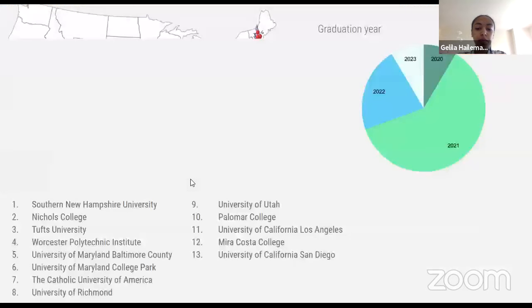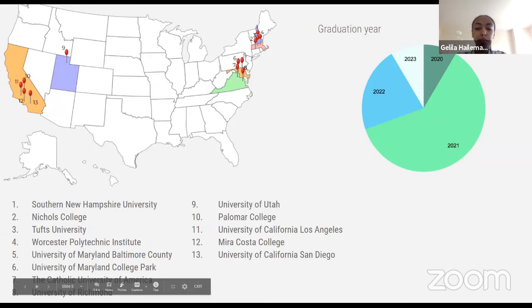Before students could submit their videos, they filled out a form about their demographics. Some of the data collected included the universities they attended. As you can see on the map, we received responses from 13 different universities across the US, with the majority of the students being from WPI. One of the other questions we asked was the year of their graduation, and the majority of the participants were class of 2021.